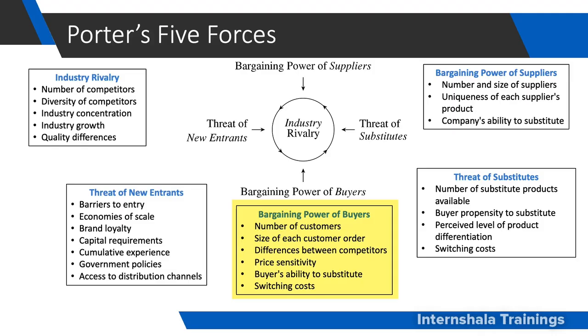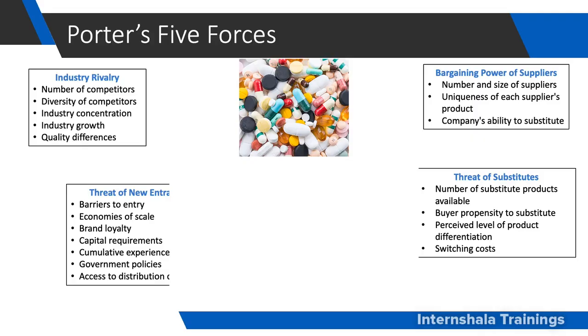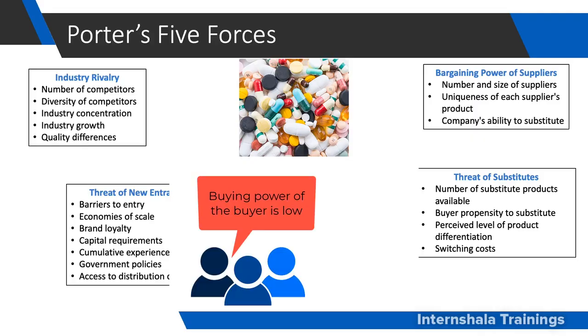So let us take a small example. In the pharma industry, the buying power of the buyer is low. Here, the buyers are the customers who are buying the medicines. Suppose for an illness, a buyer needs to buy a medicine and it is available with very few companies, because for every new product that is developed, the business is given a patent and nobody else has the right to manufacture this medicine. So if a buyer requires a medicine, then they have to buy it and they do not have much bargaining power.